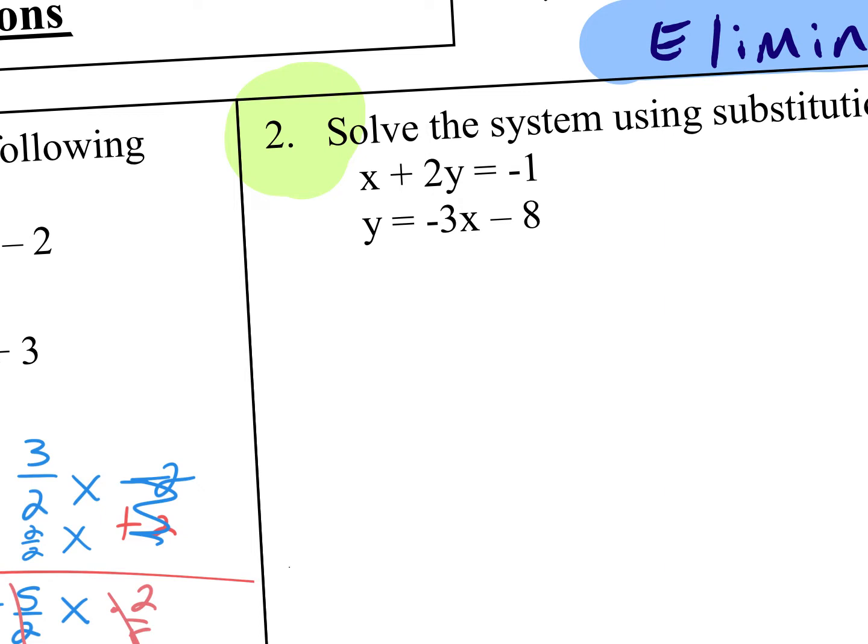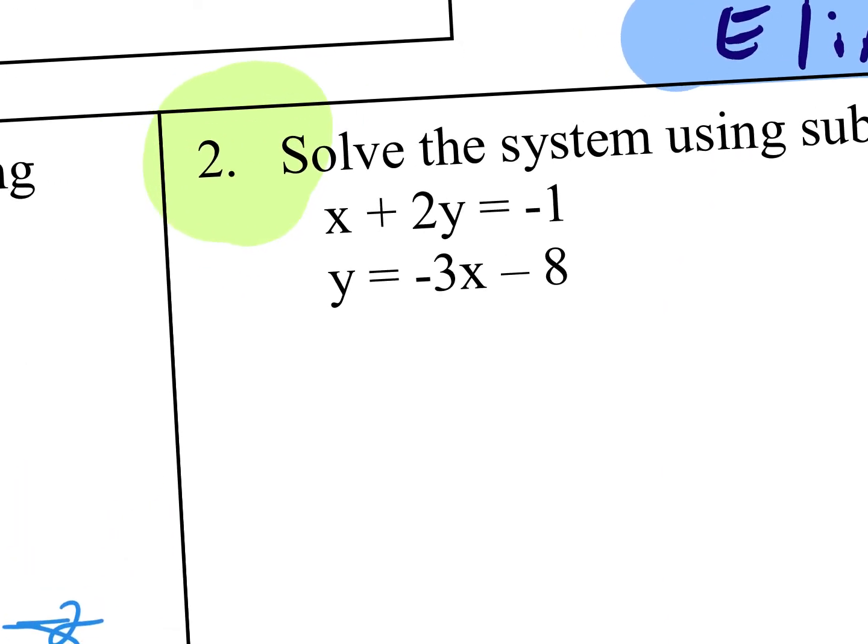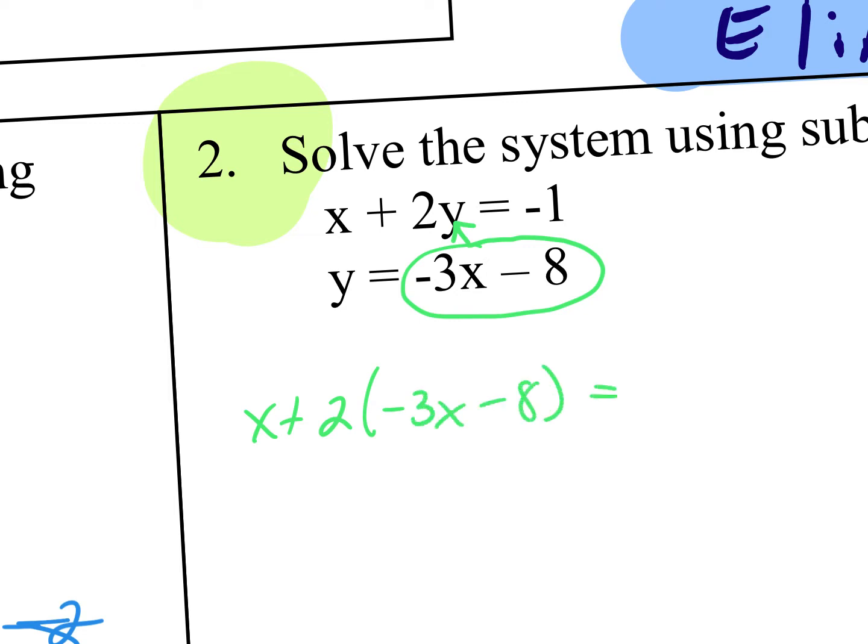Do you guys see how this second equation says y equals? So we can take this right here and plug it in for that y value, right? I could say x plus 2. Well, instead of y, I'm going to write negative 3x minus 8, and then finish the problem, equals negative 1. Now, can we solve this?